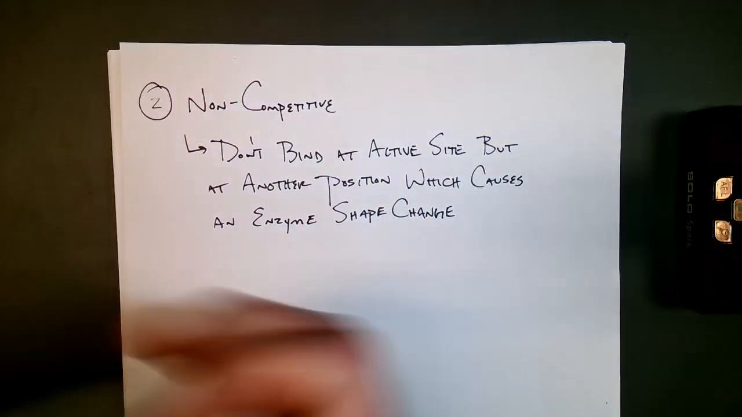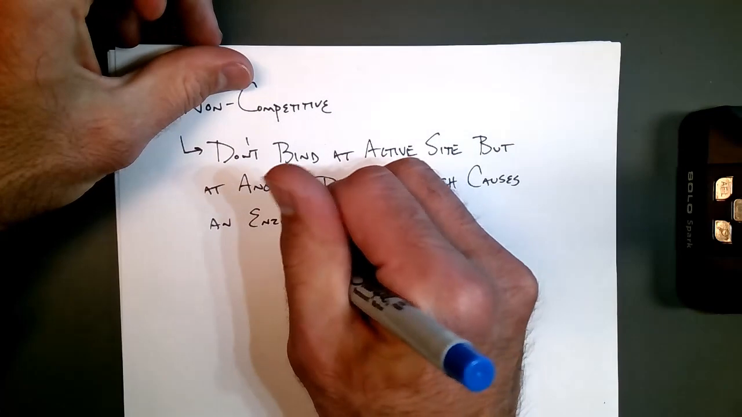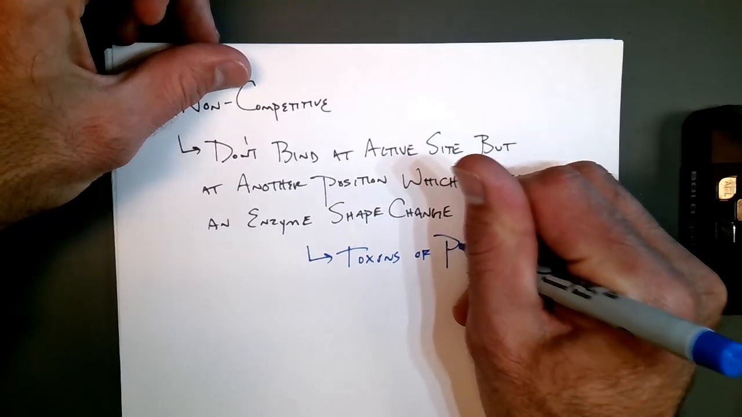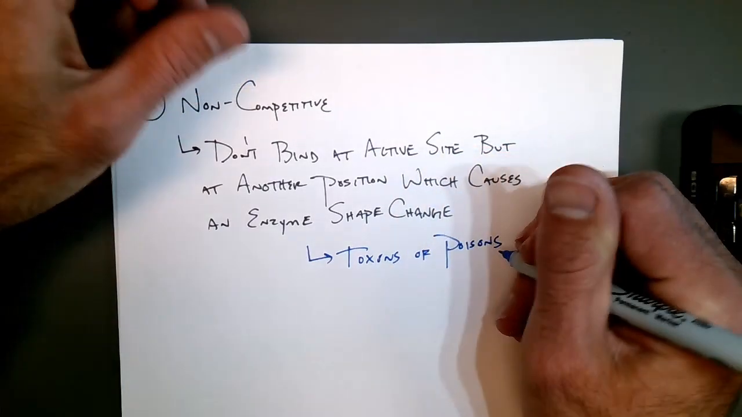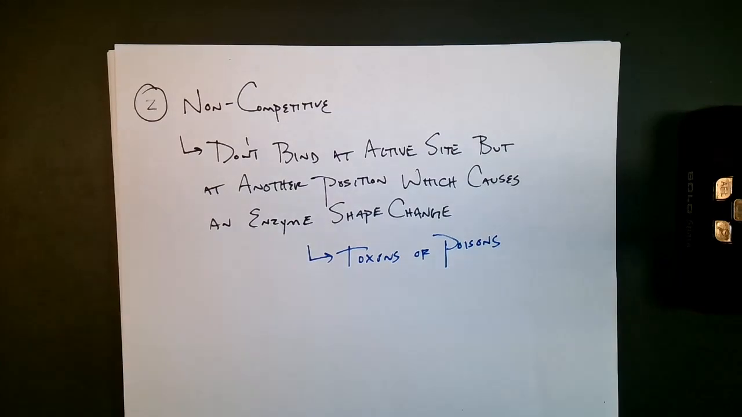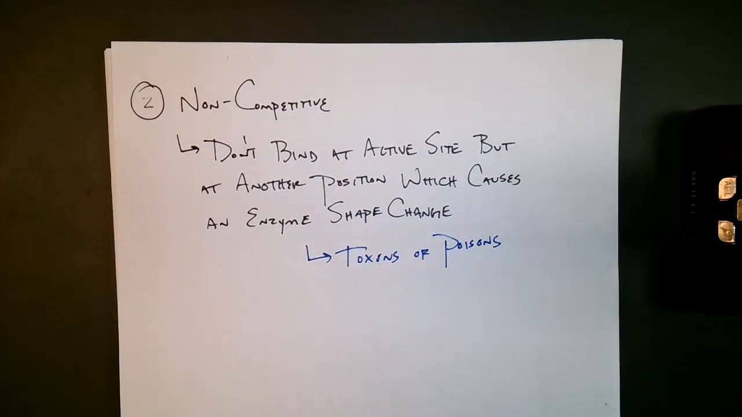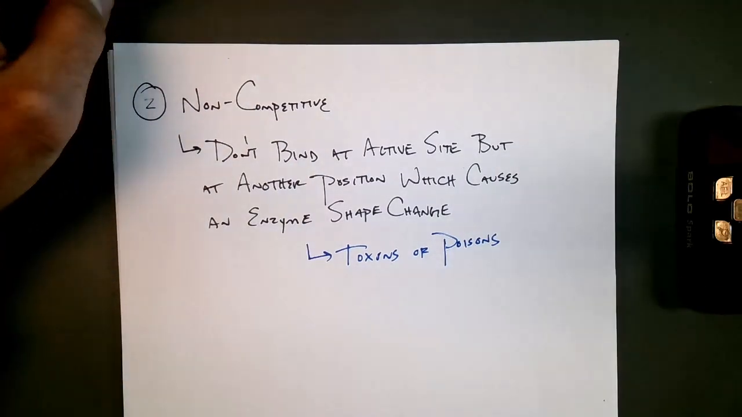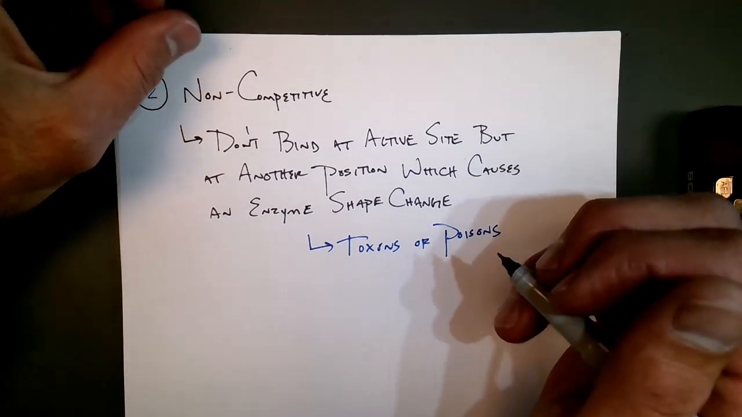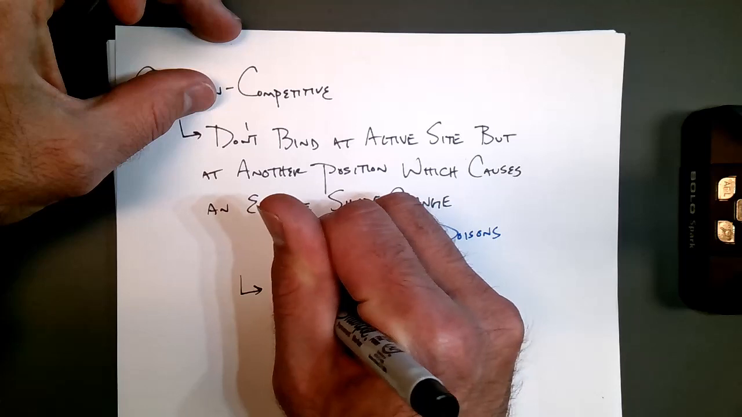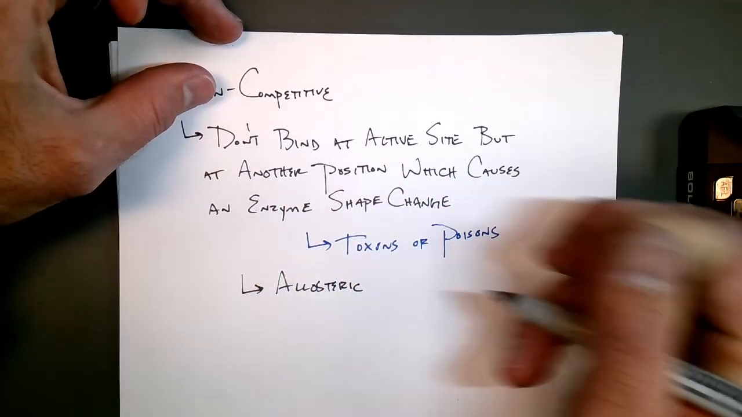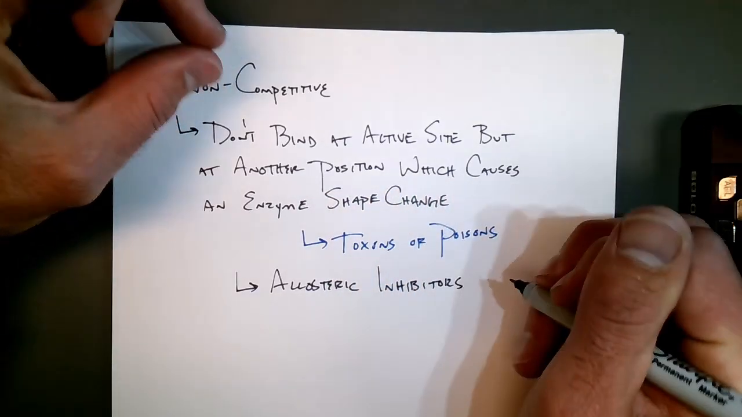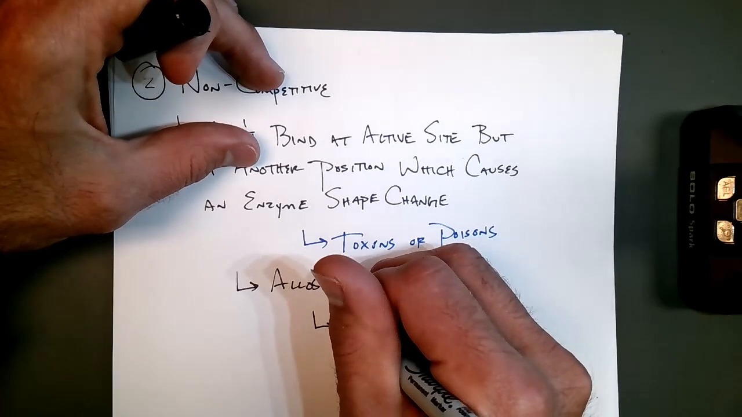So when you talk about different toxins or poisons, sometimes that mechanism of action is going to be a non-competitive inhibitor to an enzyme, where it's changing the shape of an enzyme at a different position. That site, that position on which it binds, other than the active site, is called an allosteric position. So these are allosteric inhibitors. This means other site.